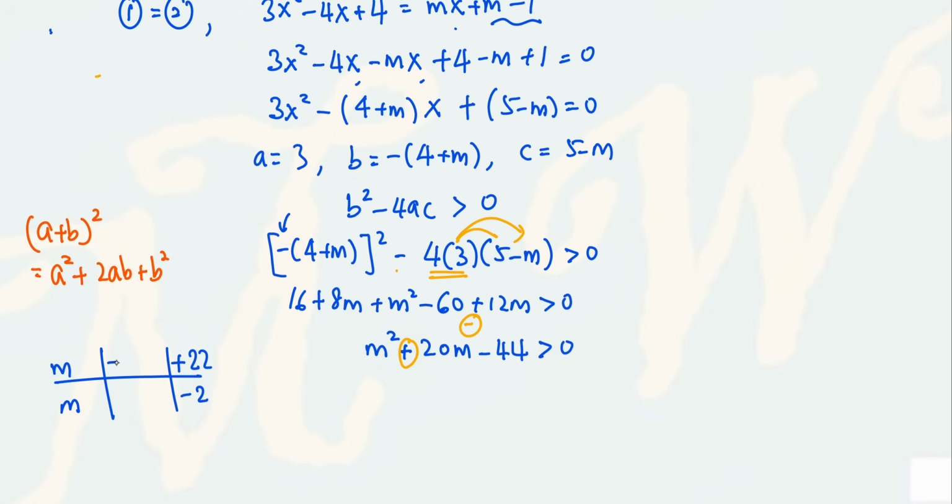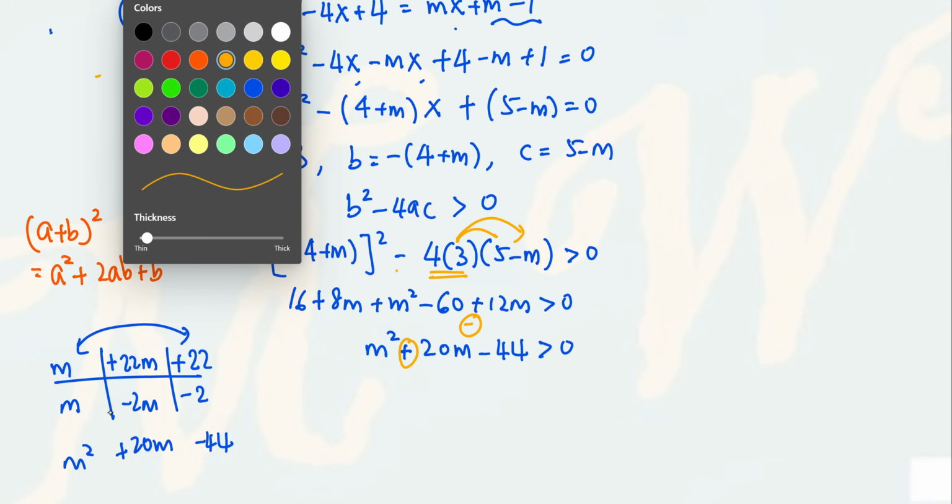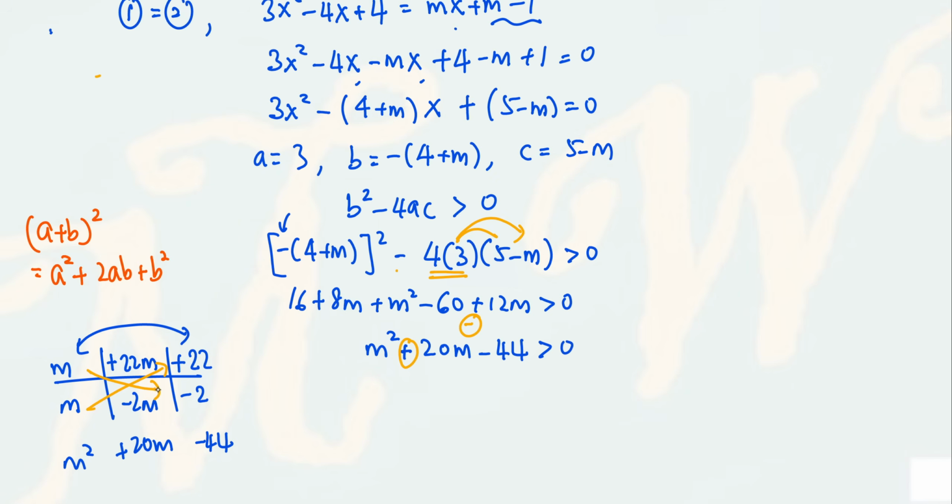So that the middle one, when you do expansion, when you multiply these two, that will be plus 22m, and the next one is minus 2m. Okay, so the total here, the first and last column you need to times, and then the middle column you plus. So this is plus 20m. So at last, the factors, just use cross multiplication, and you will be getting m minus 2 times m plus 22 greater than 0.